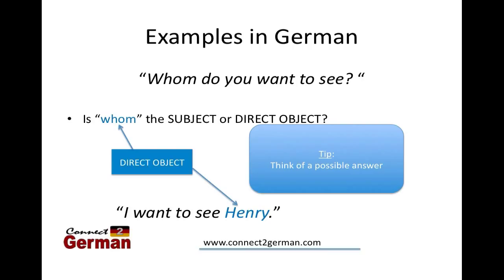And in this case, if we remember back on the chart a couple slides ago, it wouldn't be wer, because we're not referring to the subject. What form would it be? Here's how that sentence would read. Wen willst du sehen? So not wer as the subject, wen as the direct object.